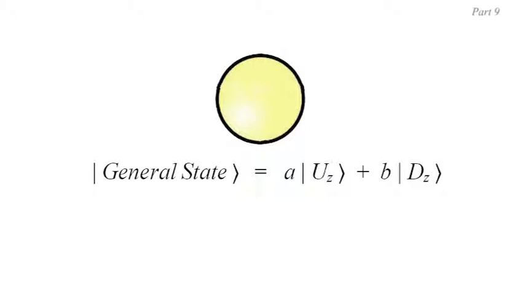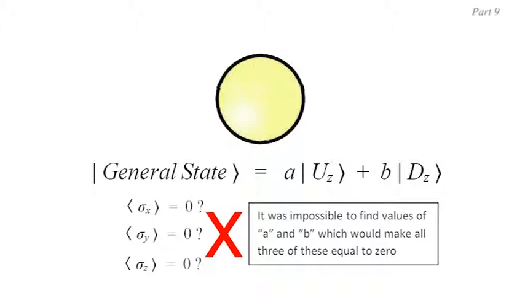And to do this, if you remember, we worked out the expressions for the average value, the expectation value of each of the 3 components, sigma x, sigma y, and sigma z of this single electron. And we tried to adjust the values of A and B to see whether it was possible to find values of them that would allow all 3 expectation values to be 0. And the upshot of this exercise was that it was impossible to find values of A and B which would make all 3 of these calculations of the average for sigma x, sigma y, and sigma z equal to 0.